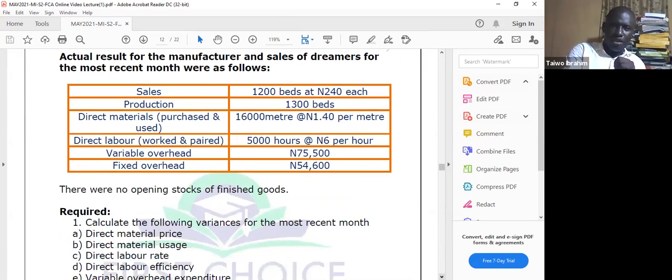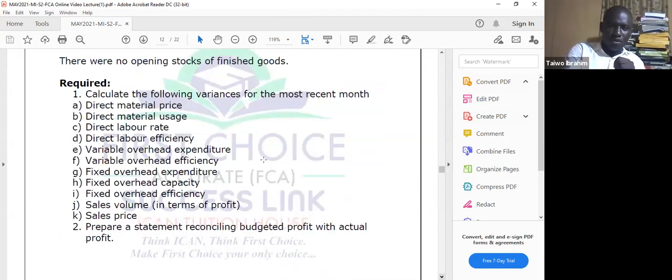They now ask us to calculate the following variances for the most recent month: direct material price, direct material usage, labor rate, labor efficiency, variable overhead expenditure, variable overhead efficiency, fixed overhead expenditure, fixed overhead capacity, fixed overhead efficiency, sales volume in terms of profit, and sales price.